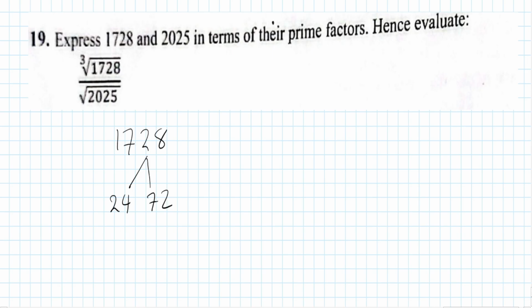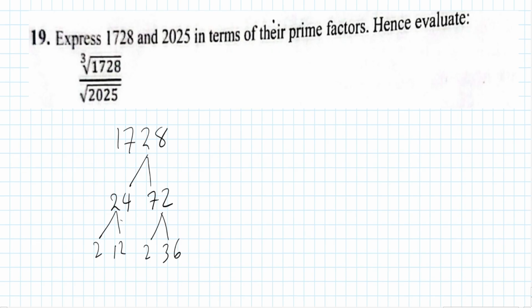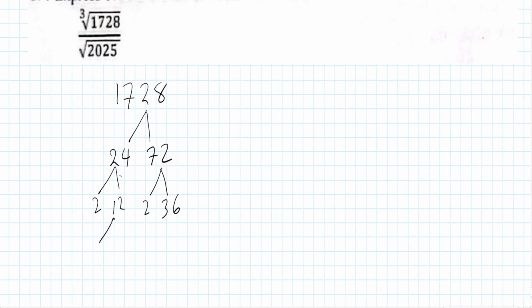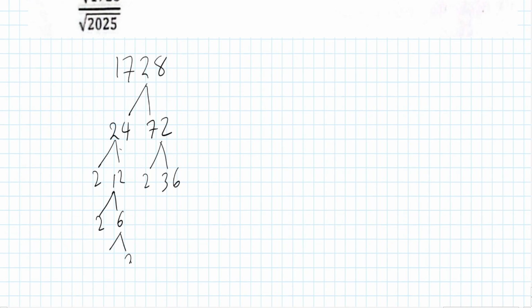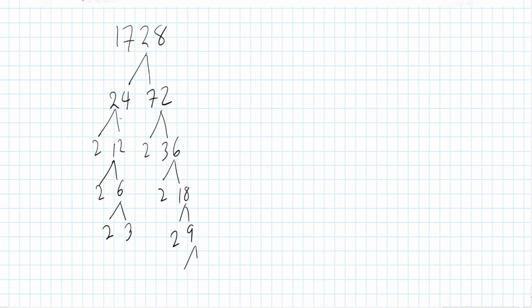I'm using the simple way, but you can use the longest way if you want to. After doing that, you can divide 72 by 2 to give you 2 and 36. 24 also gives you 12 and 2. So 12 is going to give you 6 and 2. Then you'll find 3 and 2. That's 6, the same thing. 18 gives 2 and 9, and then 3 and 3, obviously. So that is 1728.